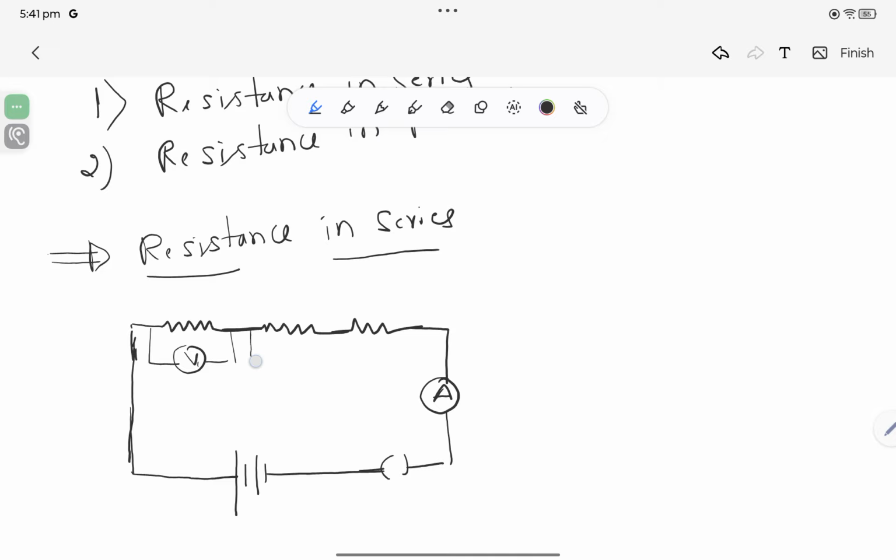V1, V2, V3. In resistance in series, the main topic here, the current remains constant. Current flows from this direction to this direction.